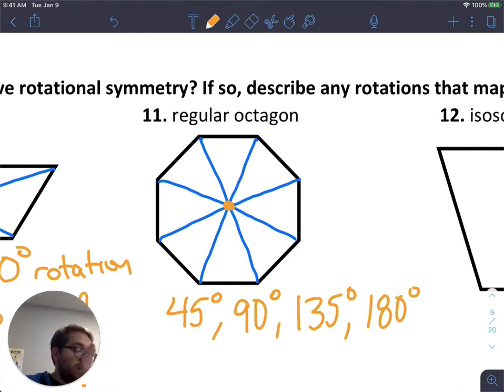And so it has that rotational symmetry at any point, because as I turn that, you can imagine turning a circle. It's the same no matter how you turn it, it still looks like a circle. So an octagon is very similar in that way.